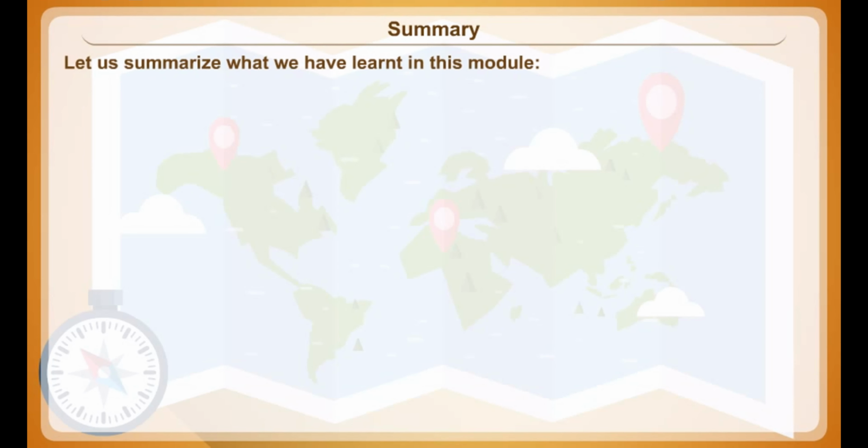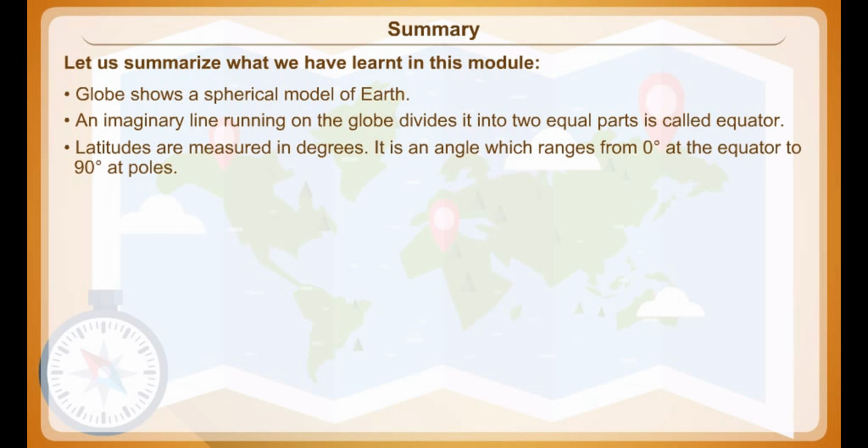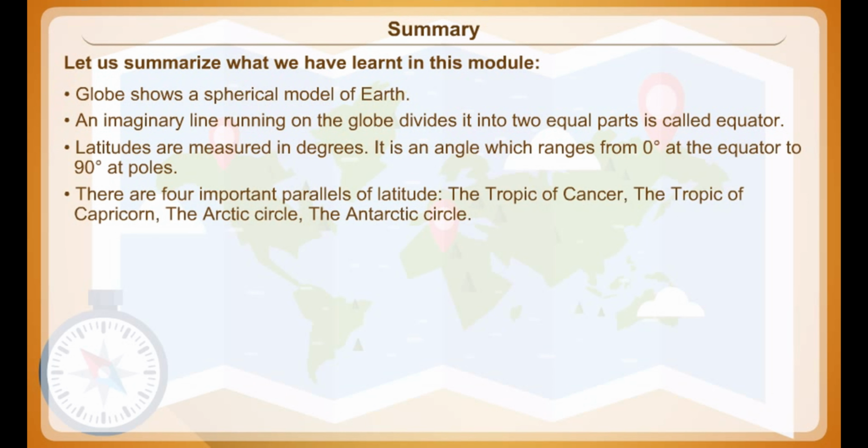Summary. Let us summarize what we have learned in this module. Globe shows a spherical model of Earth. An imaginary line running on the globe, dividing it into two equal parts, is called equator. Latitudes are measured in degrees. It is an angle which ranges from 0 degree at the equator to 90 degree at poles. There are 4 important parallels of latitude: the Tropic of Cancer, the Tropic of Capricorn, the Arctic Circle, the Antarctic Circle. Torrid, temperate and frigid are 3 heat zones of the Earth.